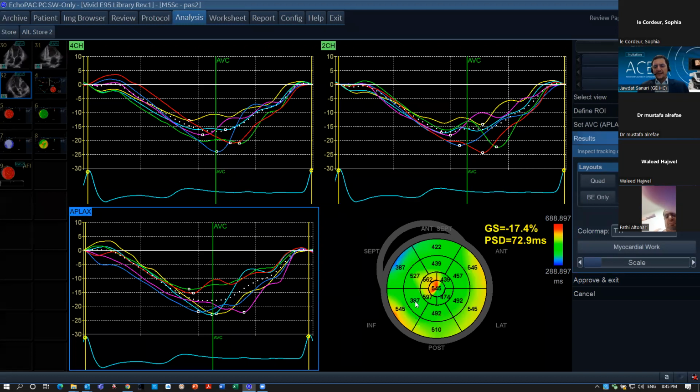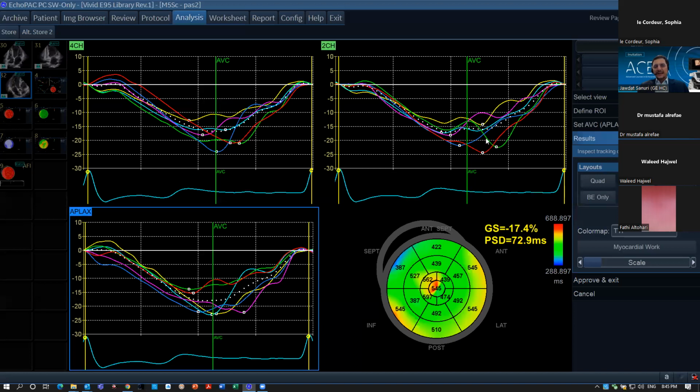So here you have 387, here you have 545. The difference here is almost 160 milliseconds between this segment and this segment. Likewise, between this one here, 387 or 422, to 545, that's also a difference of 130 milliseconds. This is why there's a bit of a difference in color between these different segments. And this is the peak strain dispersion.